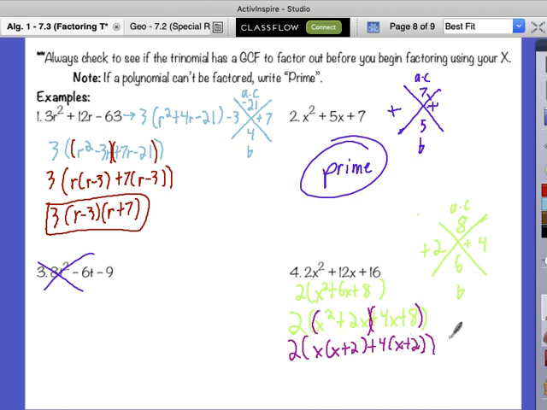X plus 2 parentheses x plus 4. Now we have x plus 2 in our first parentheses and x plus 4 in our next parentheses, because x plus 2 is the same. But what am I forgetting? The 2 out front. That makes it our final answer.